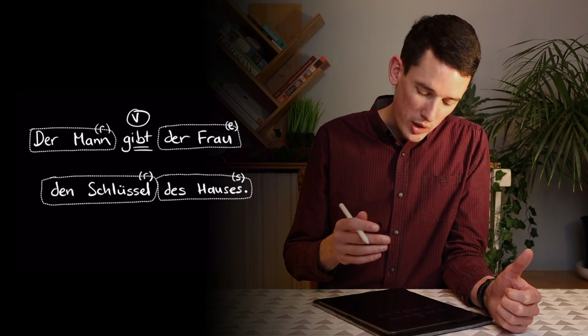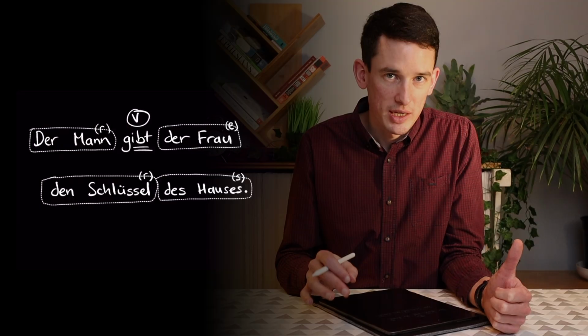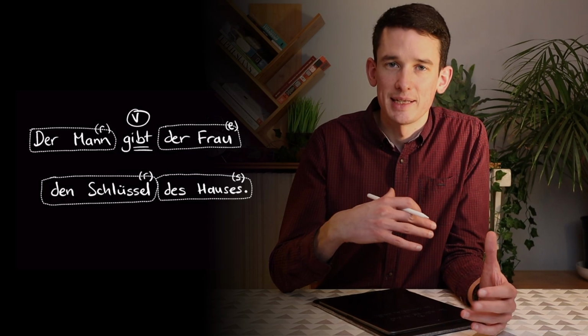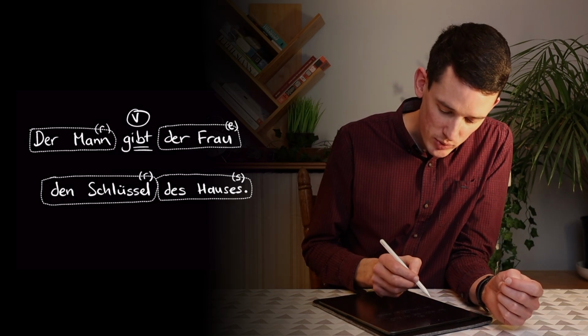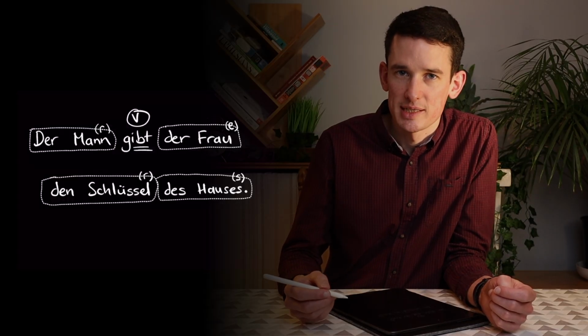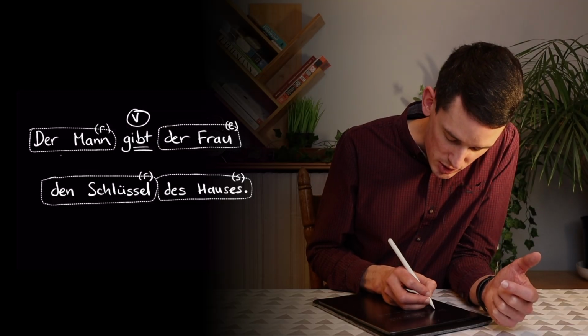Now, when we look at this sentence, we can see here there are 4 nouns, and each of them are in different cases. And what it's good to understand first is what job the noun does in English. So when we look at this first noun, we see that the man is giving the key. And the word for that in English is that the man is the subject of the sentence. So let's just write subject under this.